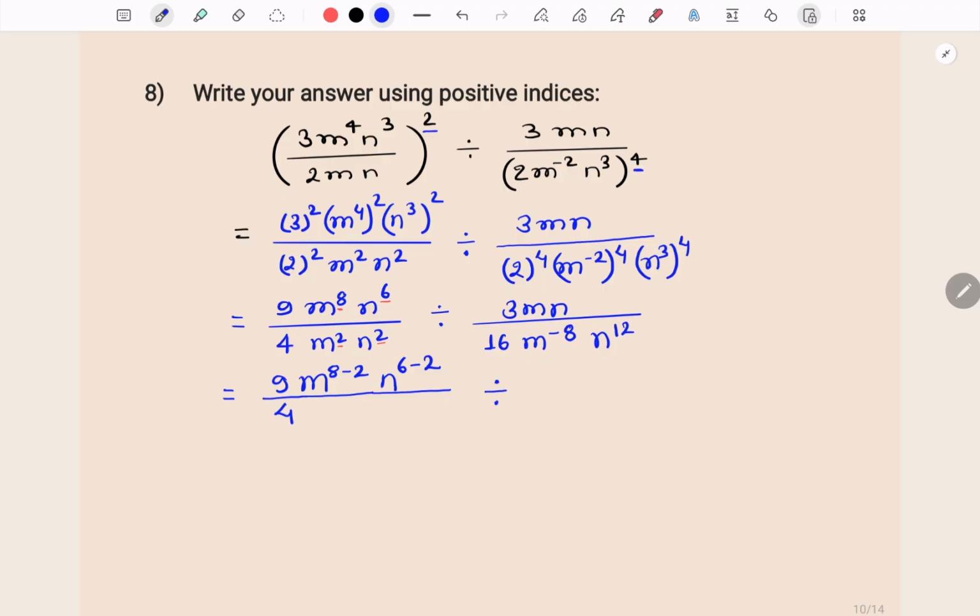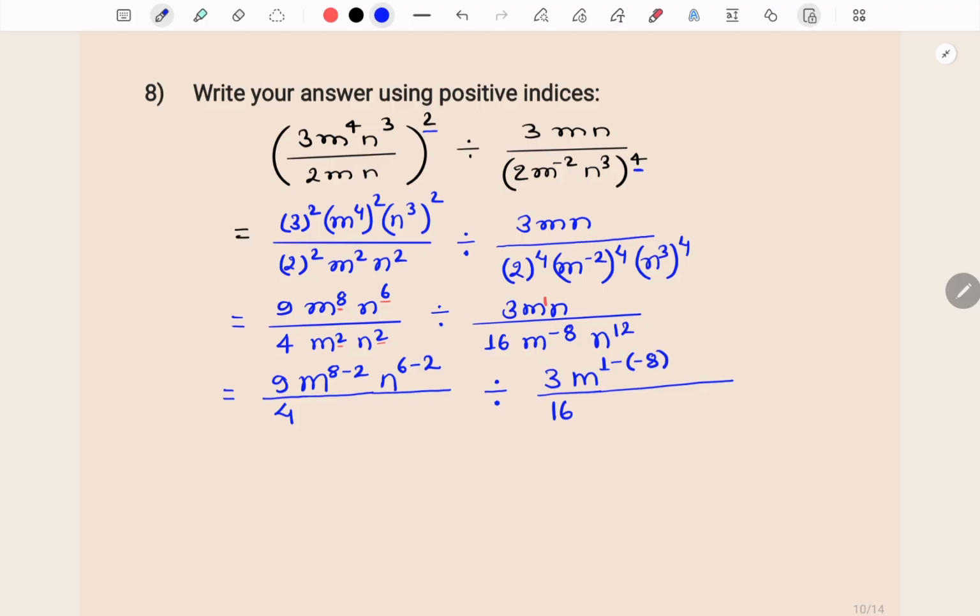Put this sign of division here. And then again we have 3 over 16. And there are variables. We have m here, m raised to the power 1. And here we have m raised to the power negative 8. So we are dividing and the base is same, m. So let's keep the base and subtract the powers. Look carefully. Here we have 1 and we need to subtract the second power. The second power is negative 8.